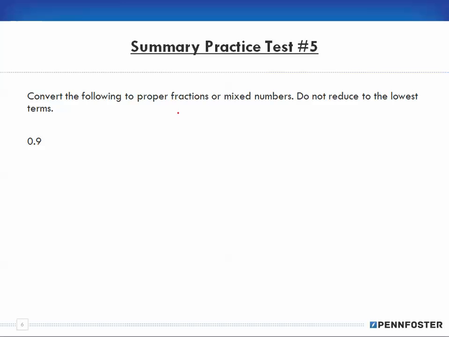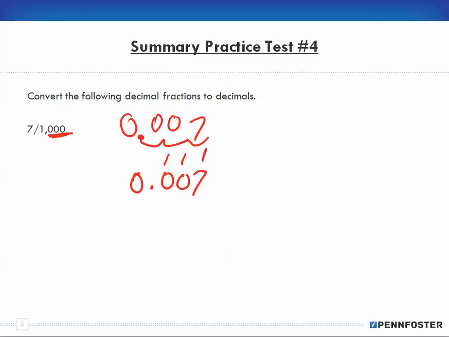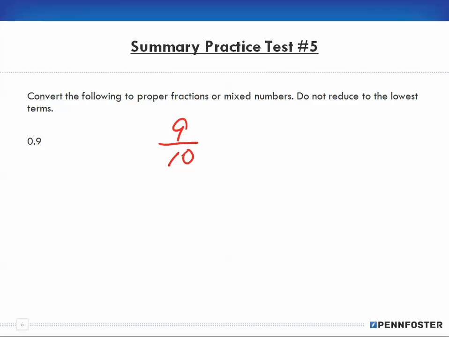Convert the following to proper fractions or mixed numbers. Do not reduce to the lowest terms. Okay, so let's see here. We're looking at 9, and it's in the tenths position, so I just put it over 10. And this goes back to what I was just talking about for number 4. Here was thousandths, so the 7 would be in the thousandths. Well, for this problem, the 9 is in the tenths position, so it goes over 10.